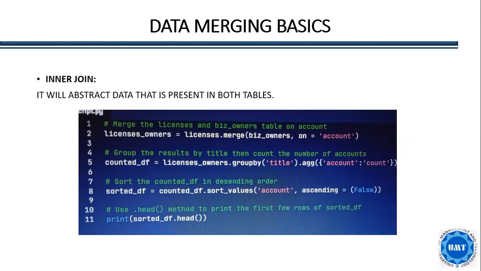Data merging basics. Inner join. In inner join, it will extract the data that is present in both tables. For example, let's have a glimpse on the syntax. For example, we have two tables, licenses and biz owners. We have to merge these. Licenses merge biz owners: dataframe1.merge(dataframe2, on='account'). This is how these will be merged.